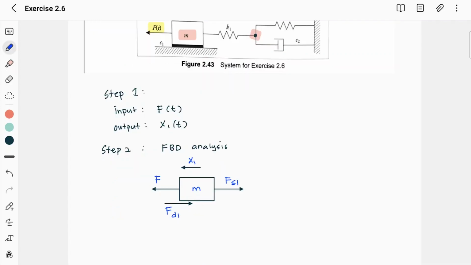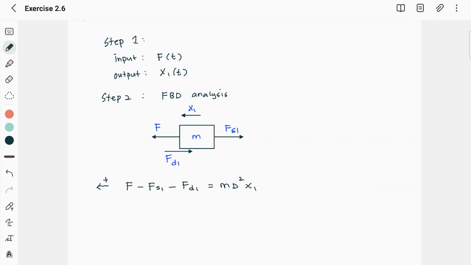Let us do the free body analysis at the mass. Here we analyze all the forces acting on the mass. There are three forces acting on the mass: external force, friction force, and spring force. Therefore, the mathematical equation is F minus Fs1 minus Fd1 equal to m d square x1.